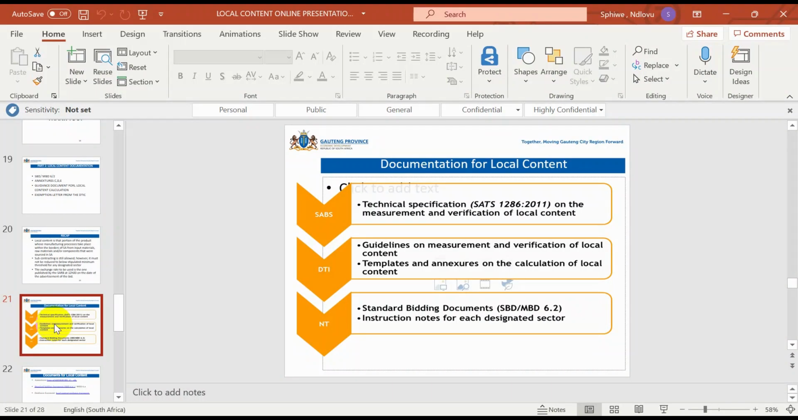The DTI is responsible for guidelines on measurement and verification of local content. That is the document that I've referred to as a memorandum that will assist you in completing the annexures.